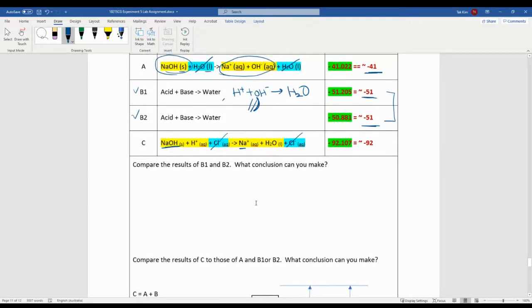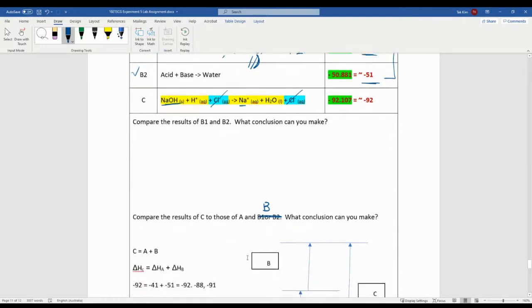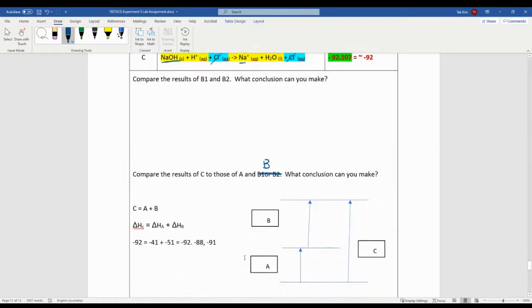Okay, so compare the results of C to those of A1 and B1 or B2, because B1 and B2 are the same. And I'll just say B to make it simple. What conclusion can you make? So I drew a simple diagram.